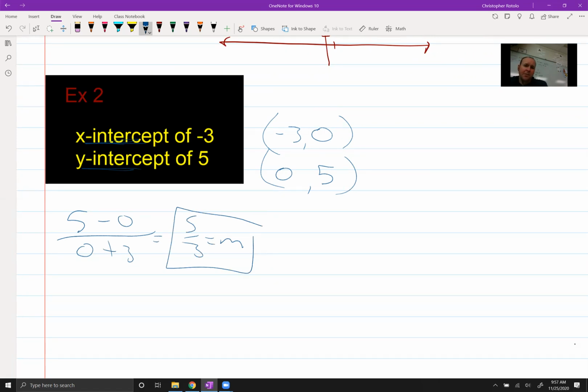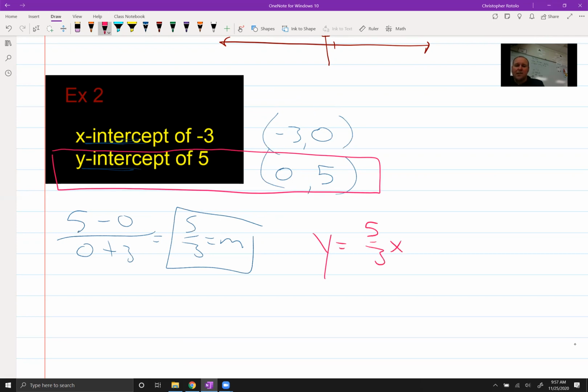All right, now, did we learn our lesson from earlier today? I hope so. The y-intercept of 5, or this ordered pair, means I get to write my final answer here. Y equals 5/3 x plus 5. Done. Okay, so if I give you a y-intercept, please notice what I gave you, right?